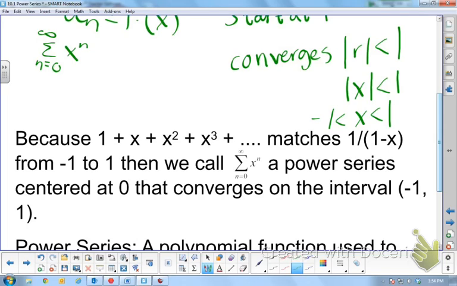And if I wanted the derivative of 1 over 1 minus x, and I wasn't sure what that would be, I could take the derivative of my polynomial. But then I'd have to figure out what that new summation series is as a function.